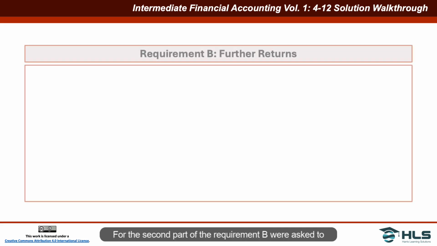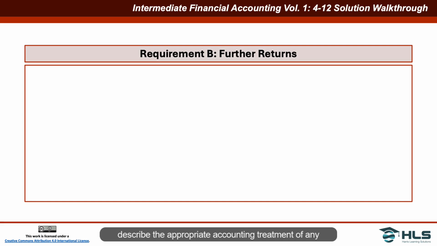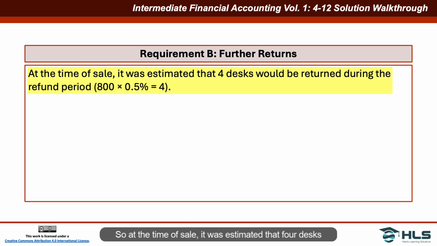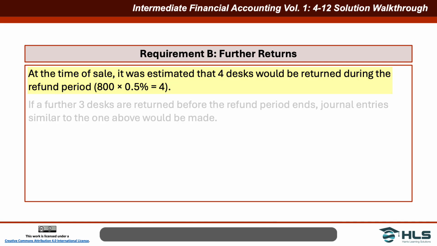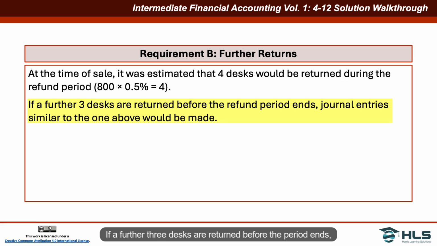For the second part of requirement B, we're asked to describe the appropriate accounting treatment of any further returns. So at the time of sale, it was estimated that 4 desks would be returned during the refund period. That's based on 800 units sold times the 0.5% return rate. If a further 3 desks are returned before the period ends, the journal entries would be exactly the same as the one we just did.